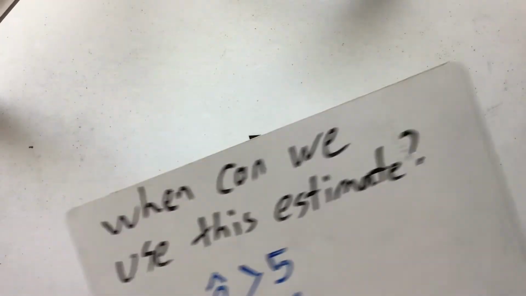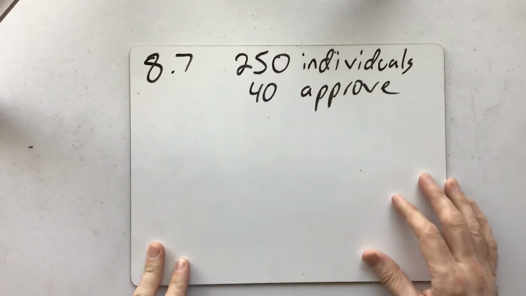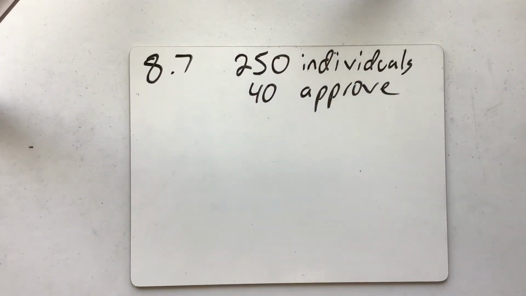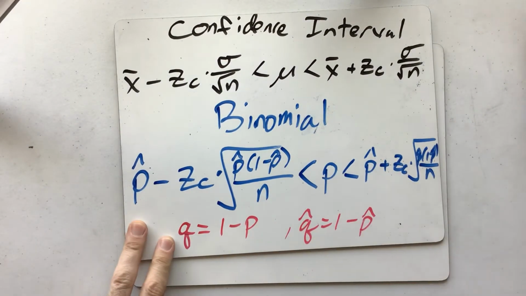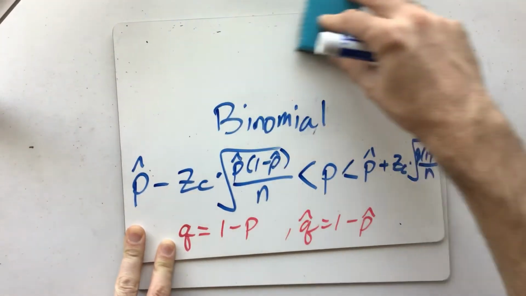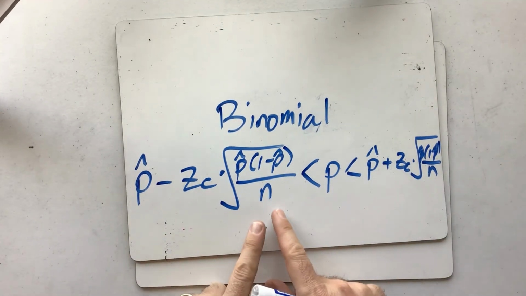Okay, let's tackle problem 8.7 and see how we do something like this in practice. In 8.7, we have 250 individuals and 40 of them approved. So what do we need to do? I need to come over here to the binomial formula that we had earlier, and let me erase our distracting parts. So we need to calculate this binomial part.